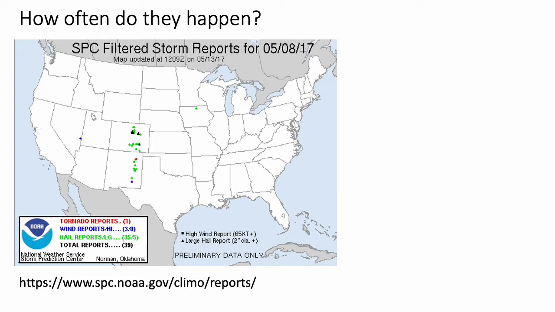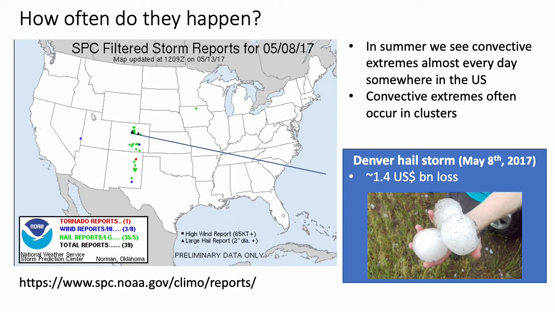I'm mentioning this because I'm living in Boulder, Colorado, so this was very close to us. There was a massive hailstorm hitting Denver, Colorado, which cost $1.4 billion. So you can see a picture here of these really massive hailstones that fell out of this storm. This is a very nice example to show you how frequent those events are happening and how they are clustering together.